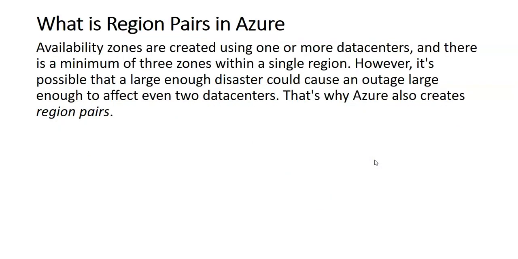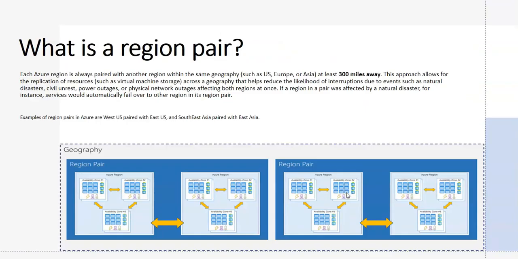So what are region pairs? Availability zones are created using one or more data centers, and there is a minimum of 3 zones within a single region. However, it's possible that a large enough disaster could cause an outage large enough to affect even 2 data centers. That's why Azure also creates region pairs. What is a region pair?